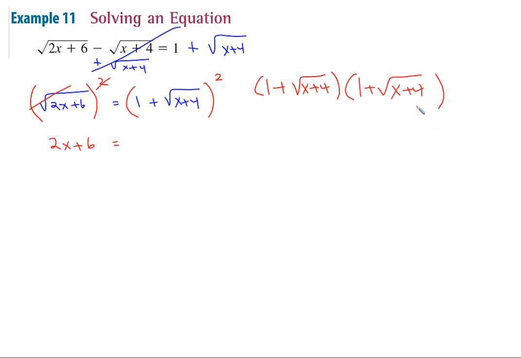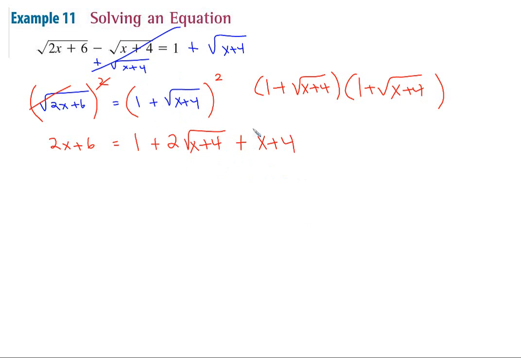So you could write it out like this, or you could follow the pattern that I taught you guys last year. I'll do it with the pattern first. So the pattern says we square this first term, so 1 squared is 1. You multiply these two and double it, so you multiply 1 times this, that would just give you this radical x plus 4, and you double it, so you get positive 2 square root x plus 4. And then you square this, that's just going to give you plus x plus 4.